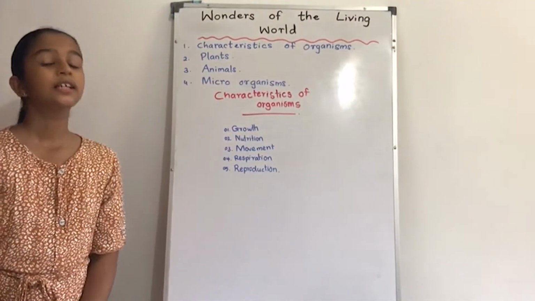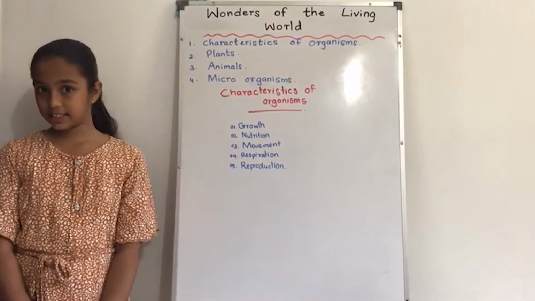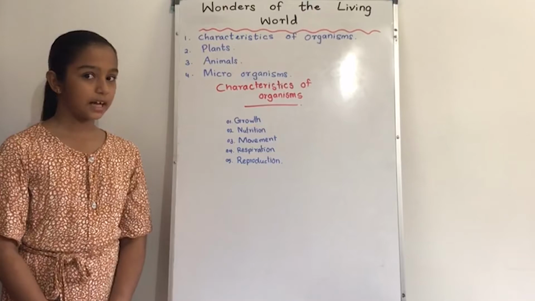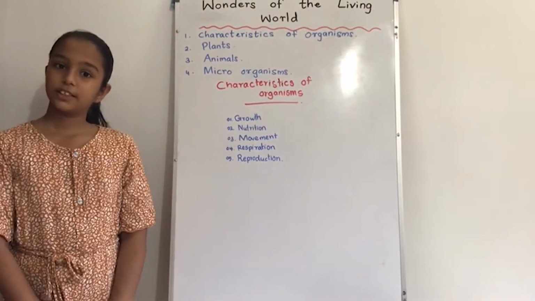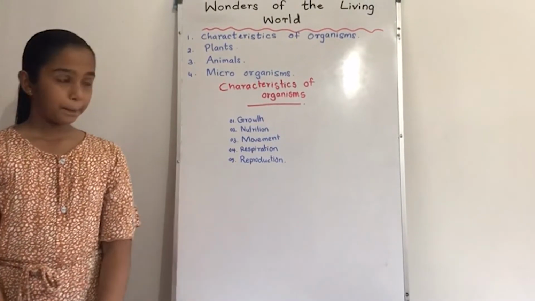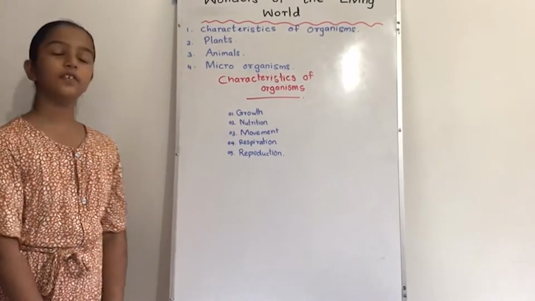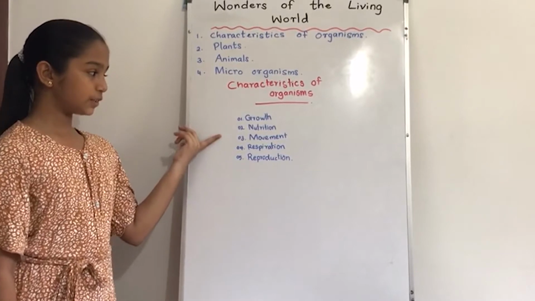What is growth? Increase in size, height and amount is called growth. Now let's see some examples. Germination of a seed, a puppy becoming a dog, a kitten becoming a cat are examples of growth. Now let's see about nutrition.